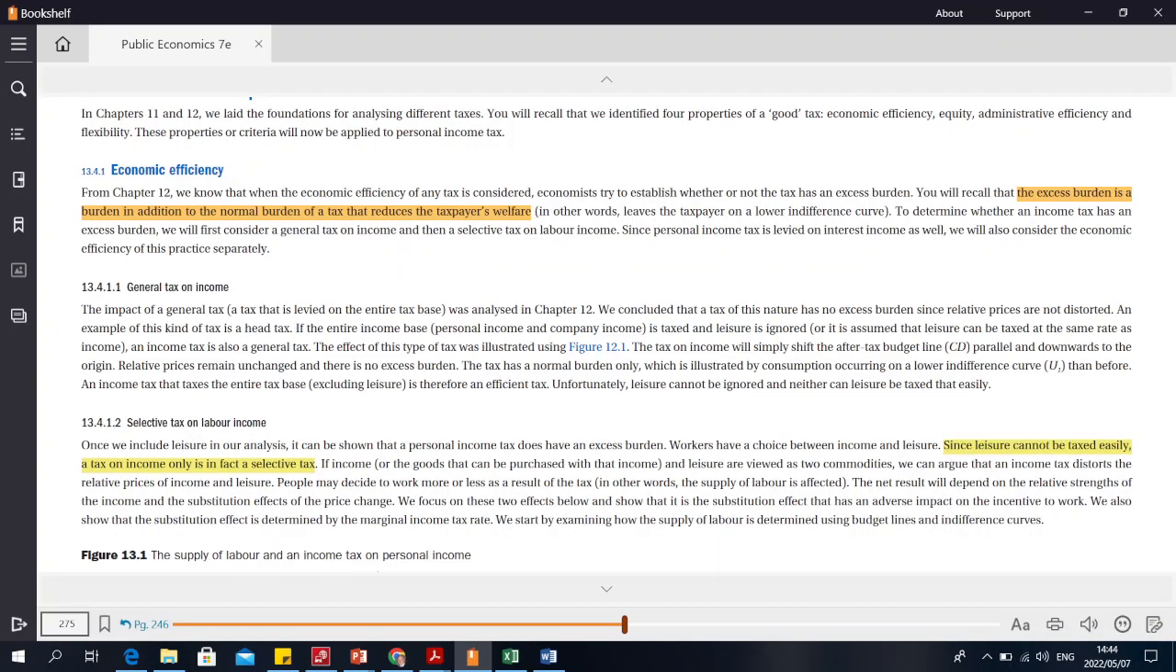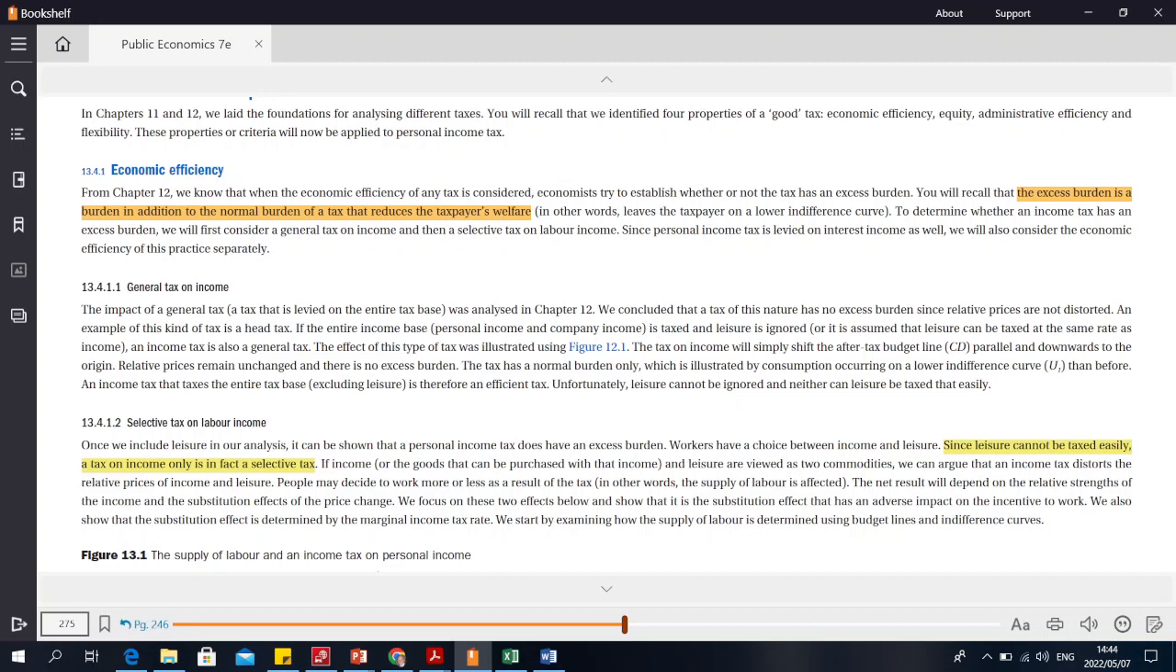So the next part and the final part of this chapter is on the economic effects of the tax. The first is economic efficiency, and what you should always remember is economic efficiency has to do with excess burden. So how big is the excess burden? We've seen earlier in the previous chapter that a general tax is better than a selective tax on consumption, and now we will also show that this is true for a tax on labor.